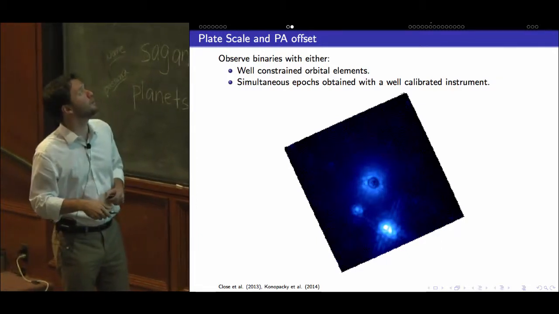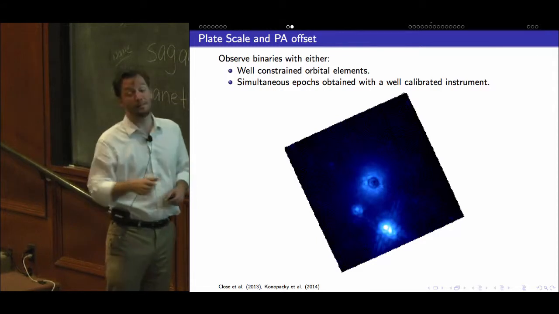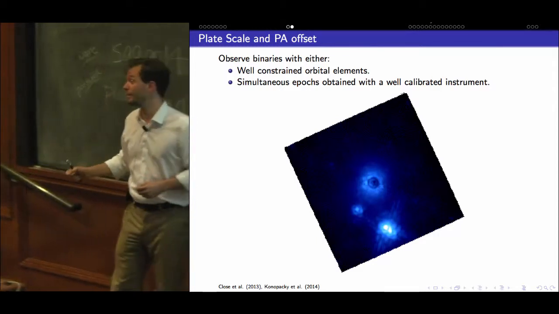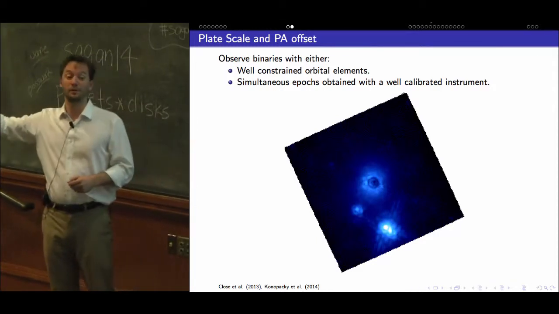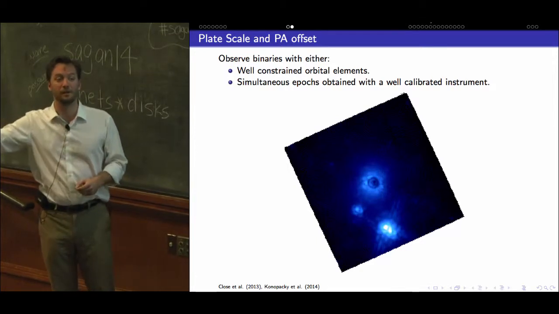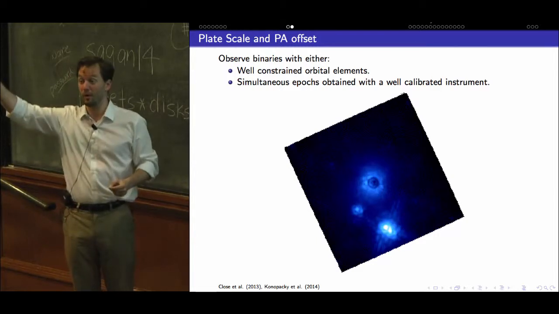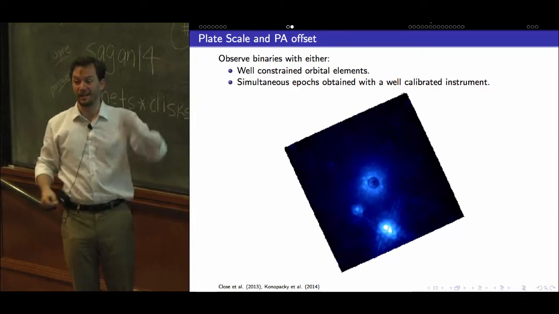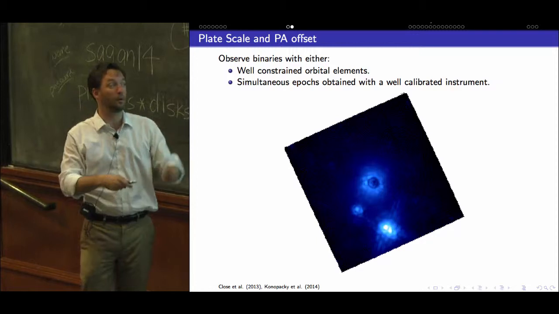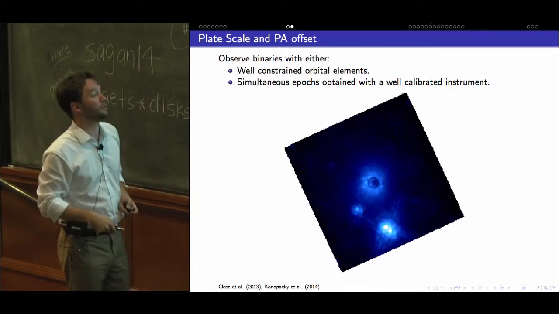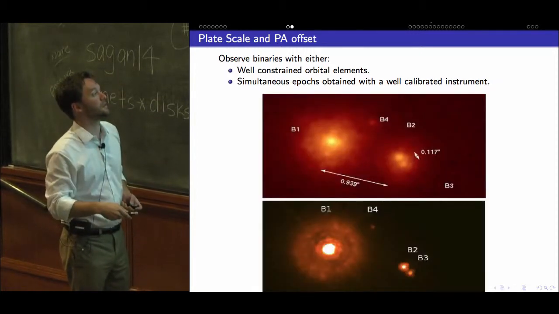The other option is to look at some binary, this is like theta A or B, I don't remember, some system that has a simultaneous epoch with a well-calibrated instrument. So you've observed it 2 days before with Keck, you trust Keck very much, you observe it with your favorite instrument, and you know where it was in the Keck images because you trust Keck, and you use that separation to actually derive your plate scale and your PA offset. And this is the case of theta Ori here.